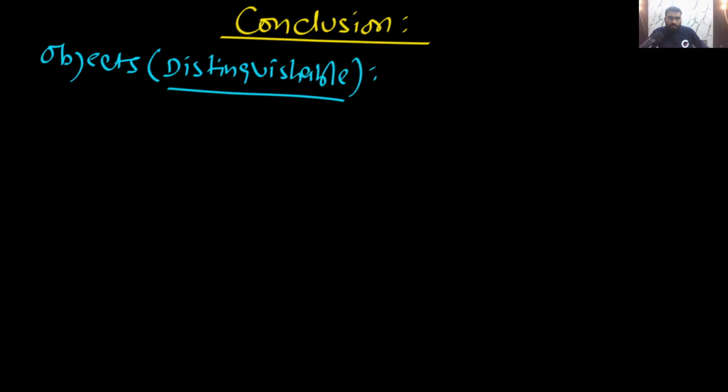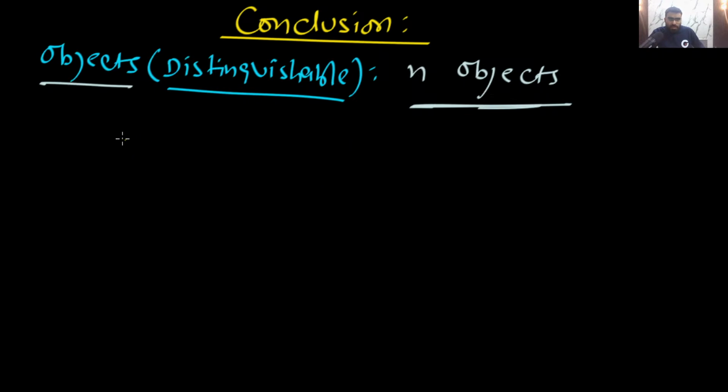Tell me why this non-empty is given. Can anyone tell me why this word non-empty is given? See, objects are distinguishable. Let's assume you have a total of n objects, and they are distinguishable.